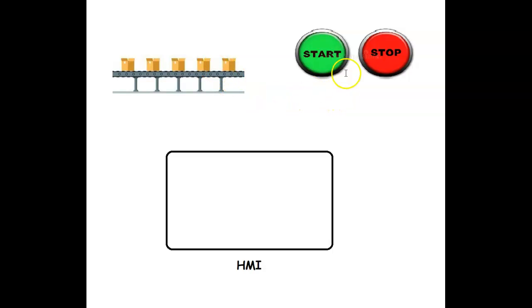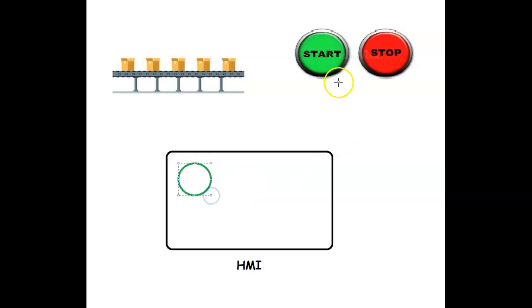Well, let's say that the operator that normally interfaces from this has to sometimes work on the other side of this machine, and you don't want to have to hardwire another start stop on the other side. Well, you can use an HMI. With an HMI, we can add virtual buttons, just like we can add real buttons. So we'll add a virtual start.